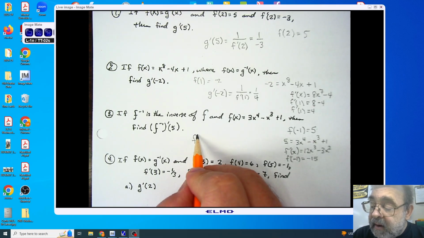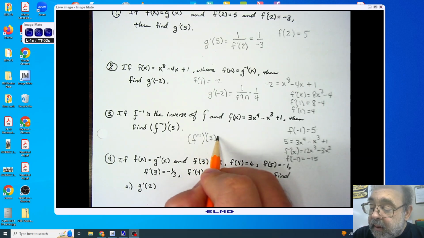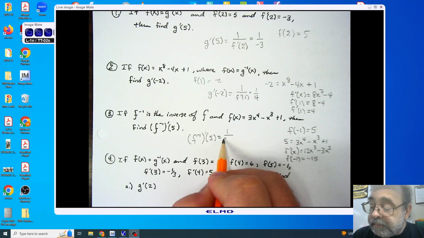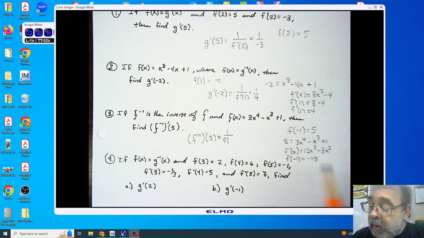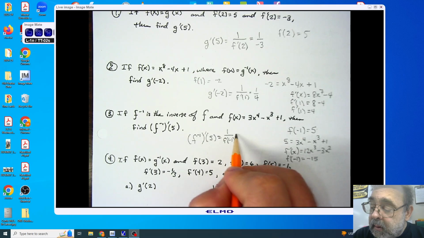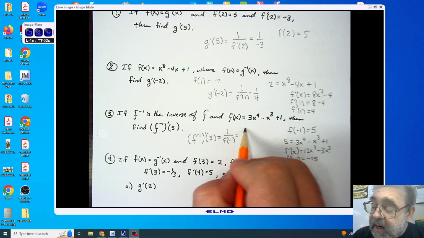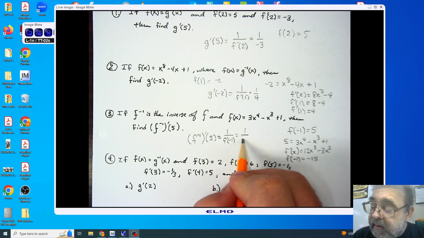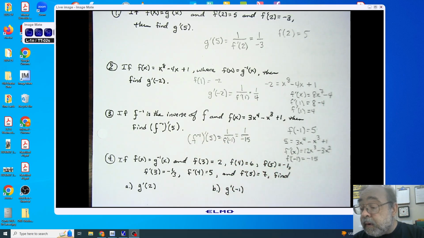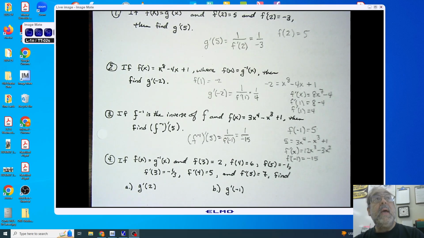So my f inverse derivative at 5 is the reciprocal of f prime at negative 1, which we have found to be negative 15. So my answer is negative 1 over negative 15. And that's my answer.